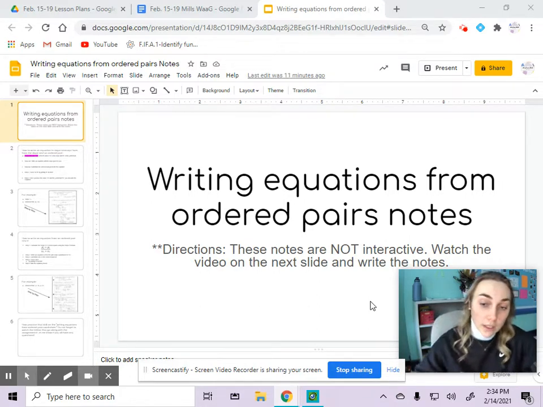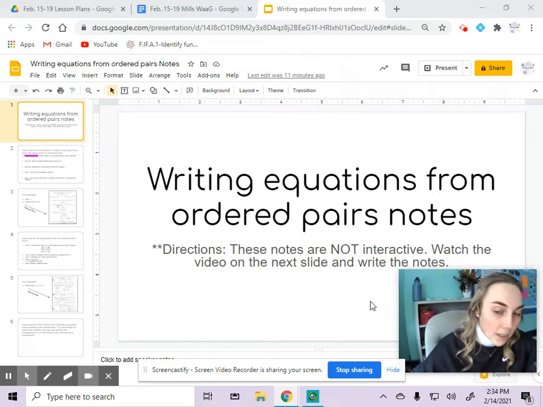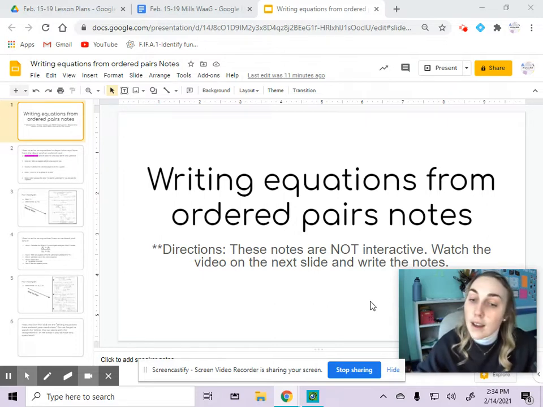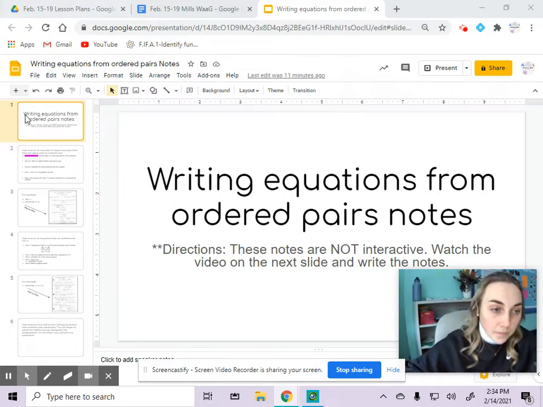So there's 2 skills we're learning this week. First skill is how to write an equation, basically how to find the y-intercept when you just have the slope and an ordered pair. And then how to write an equation when you only have 2 ordered pairs. So that's the 2 skills we're learning this week. Let's go ahead and try this out.